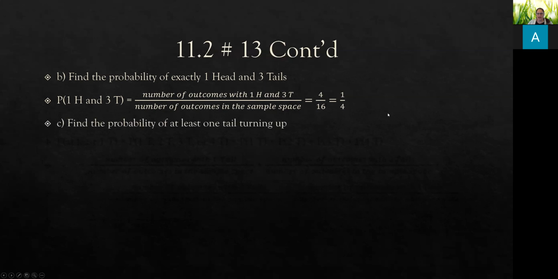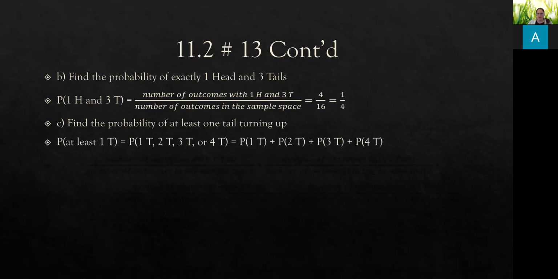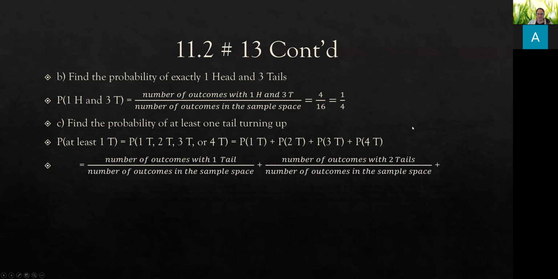Part C says find the probability of at least 1 tail. One way we could do that is, if we get at least 1 tail, that means we have 1 tail or 2 or 3 or 4, and we can use the additive rule. So we do the probability of 1 tail plus the probability of 2 tails plus the probability of 3 tails plus the probability of 4 tails.